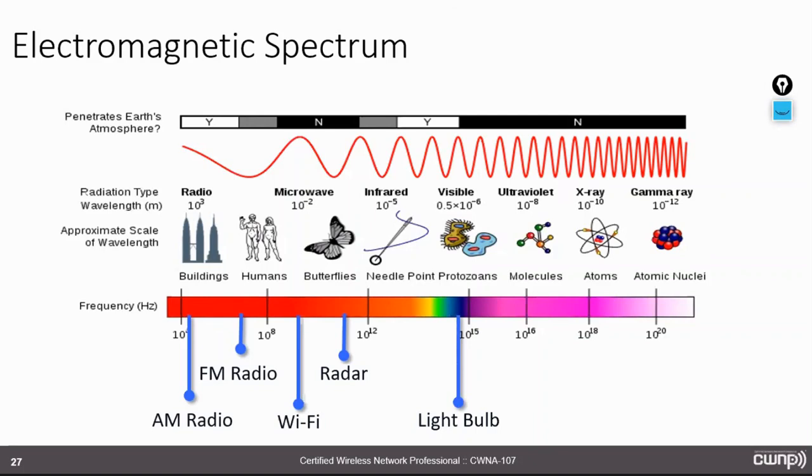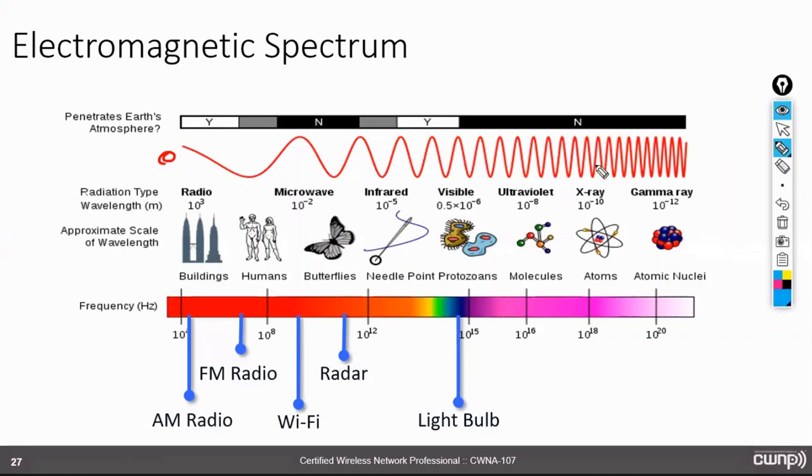The electromagnetic spectrum is the complete range of electromagnetic radiation. In this you can find AM radio. In this CWNA course, you will learn what AM radio is, what FM radio is, what Wi-Fi is, what radar is, and what light bulbs are. A light bulb is also responsible. The spectrum is a reference from radio to gamma rays, as you can see on the board. I'm talking about this point, from here to here.